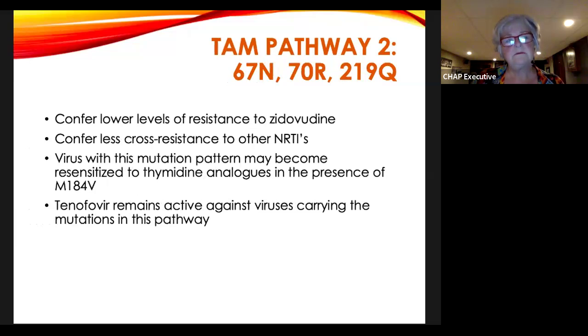The other pathway, again, is hard to predict which ones you're going to get when you had patients under the D4T or AZT pressure that was inadequate. However, the second pathway confers lower levels of resistance to zidovudine, confers less cross-resistance to other NRTIs, and virus with this particular mutation pathway may become resensitized to thymidine analogs in the presence of M184V. Tenofovir also remains active against viruses carrying the mutations in this particular pathway.